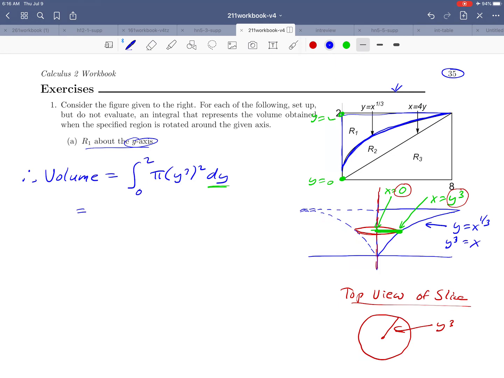And they told us to just set up the integral and not evaluate it, so we're essentially done. I'm going to do one simplification here and just write this as the integral of pi times y to the sixth. If we take y cubed and square it, we're going to get y to the sixth. Okay, and there's our answer.